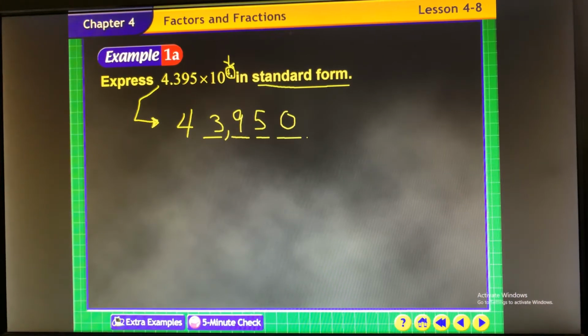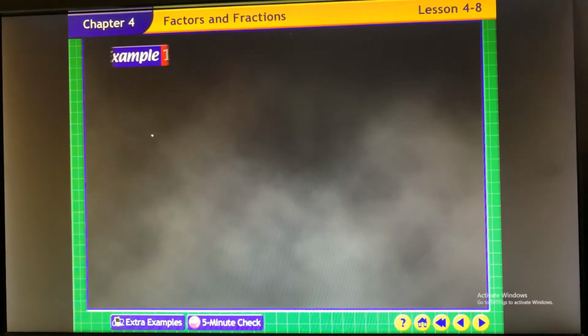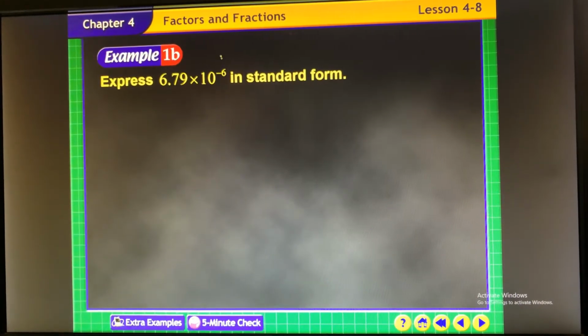So again, this number tells you how many times to shift that decimal and in what direction. Because it's positive, I want to make a big number. If it was negative, I would go in the reverse direction to make a small number. So this is a negative exponent. That means I want to go in the opposite direction. That means I want to go left.